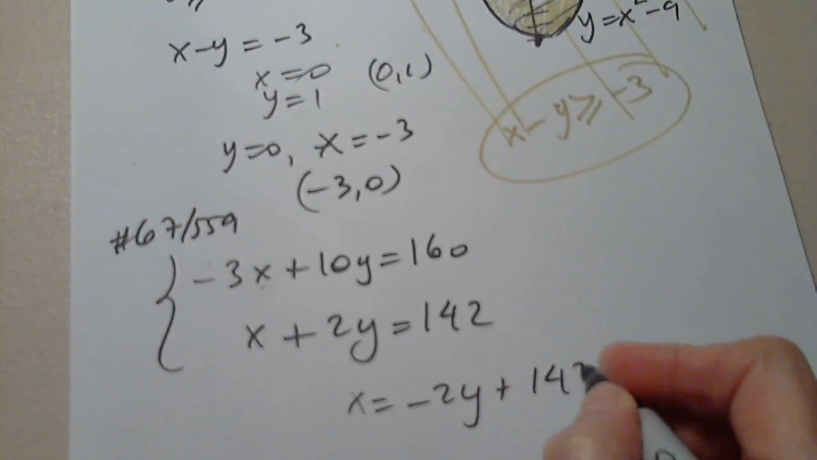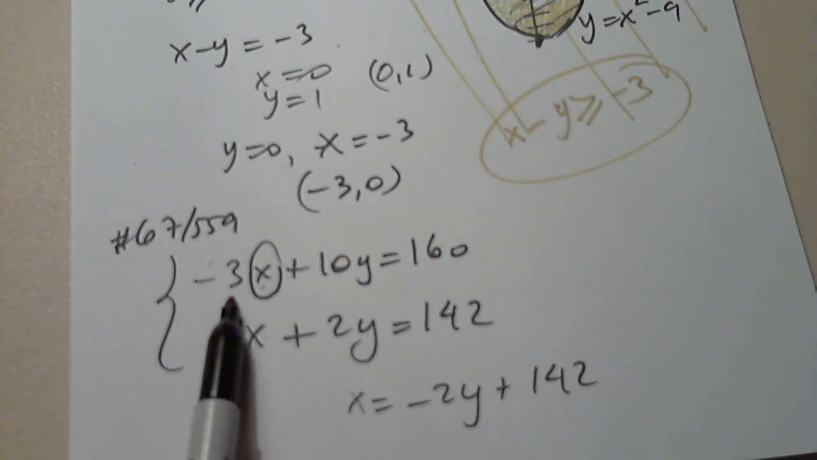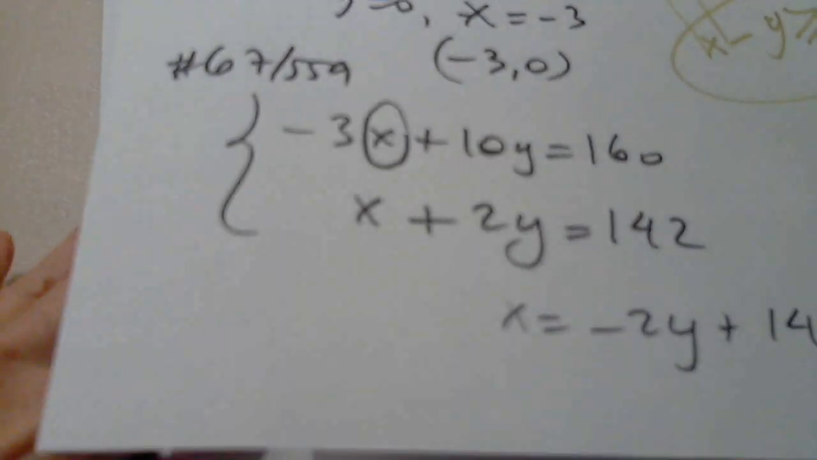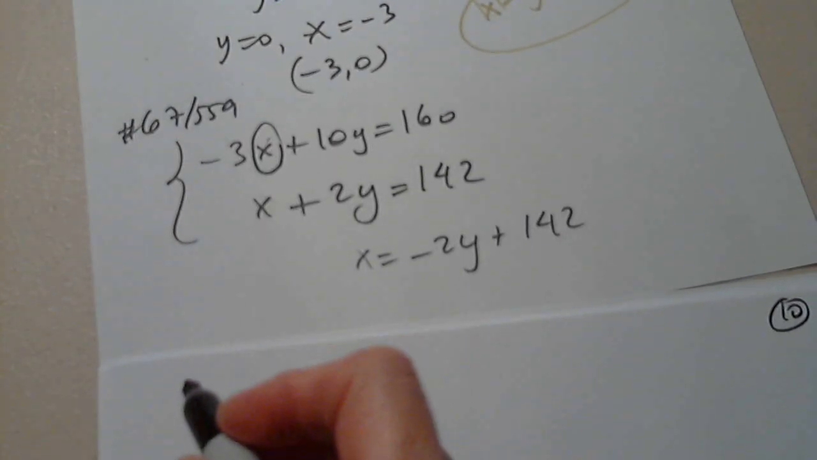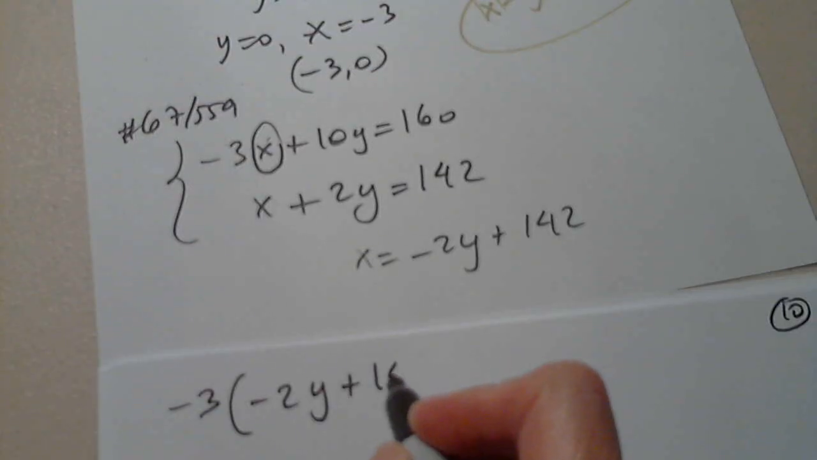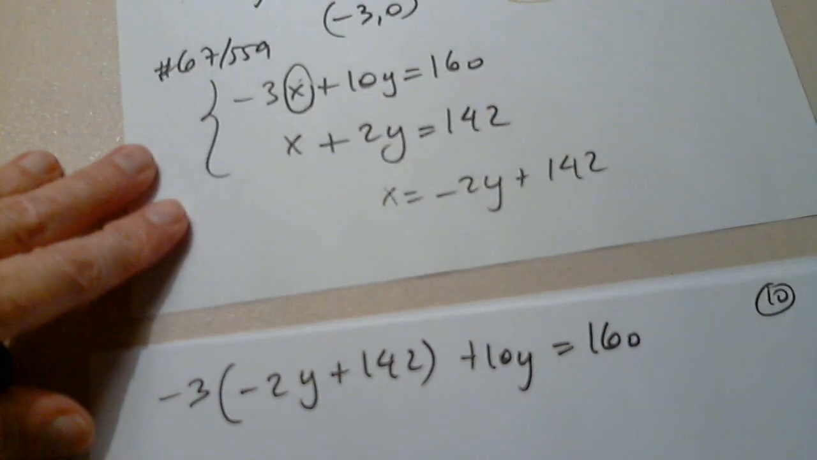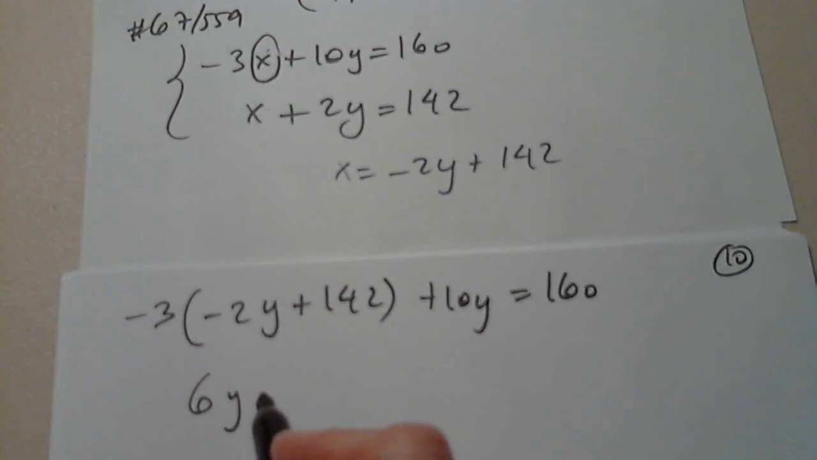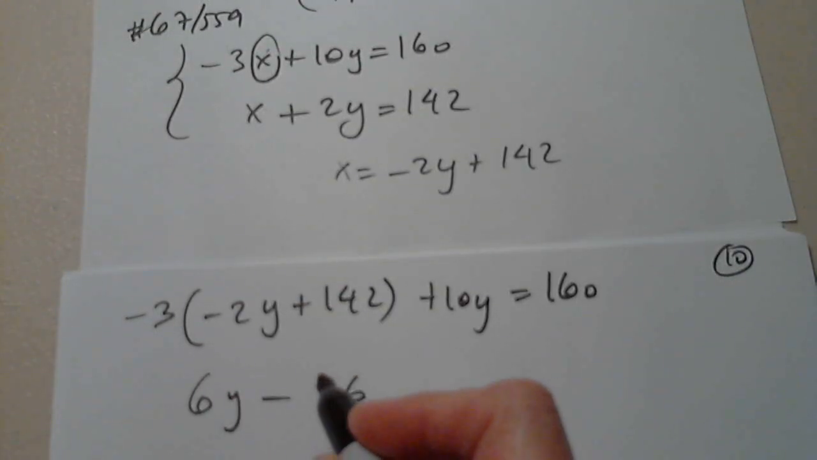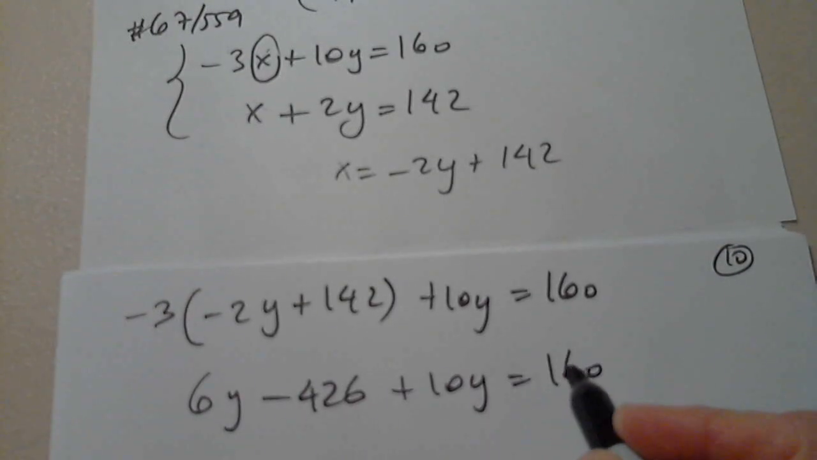Negative 2y plus 142. And I replace it in here by negative 2y plus 142. Careful, because I have a negative 3, and I have to make sure that I distribute it to both terms. So negative 3 quantity, negative 2y plus 142 plus 10y equals 160. Okay, I distribute: 6y minus 426 and plus 10y equals 160.